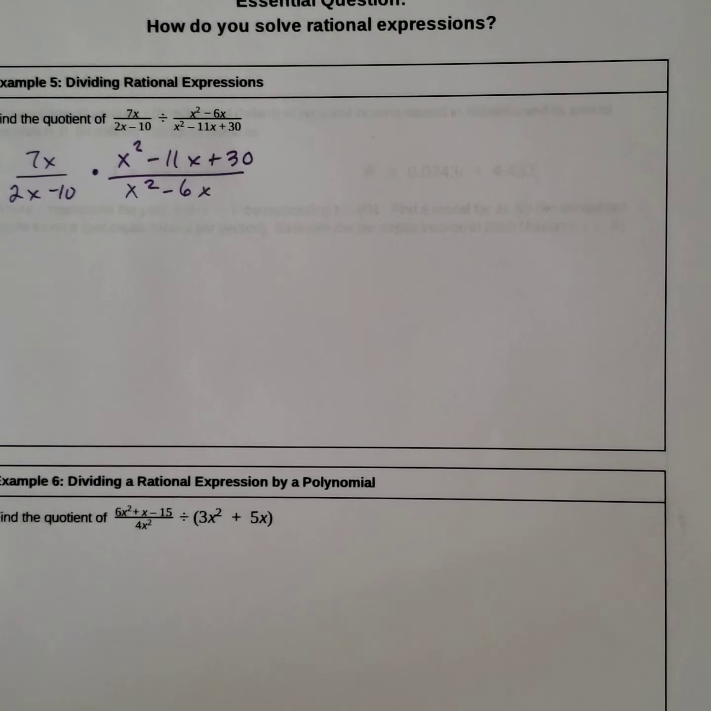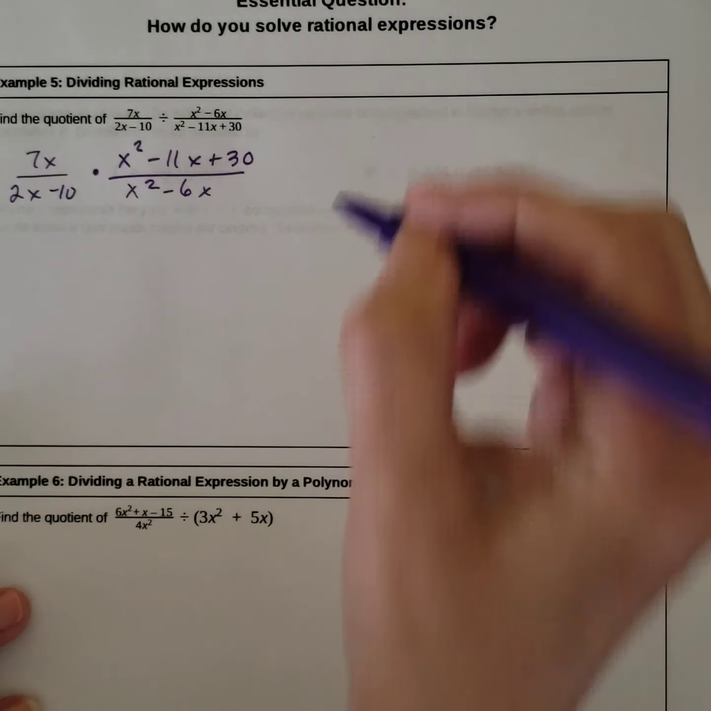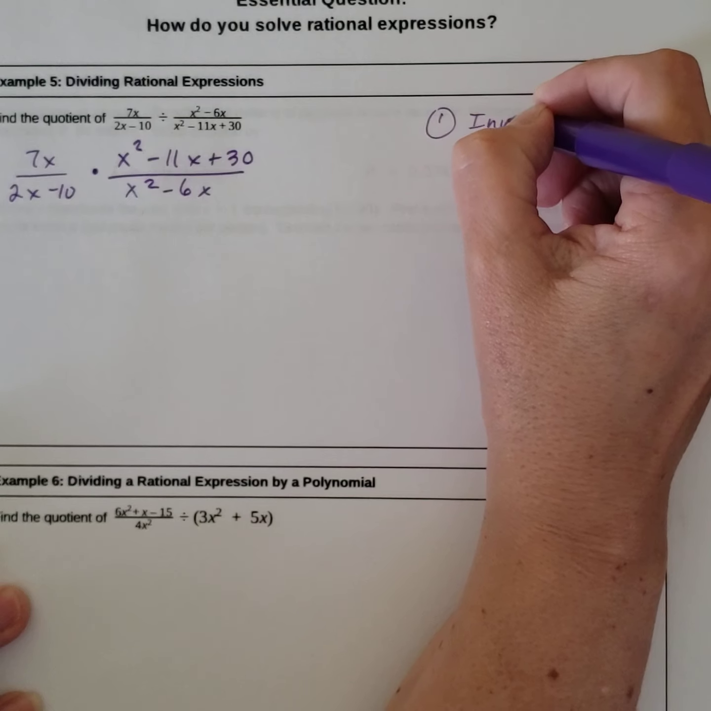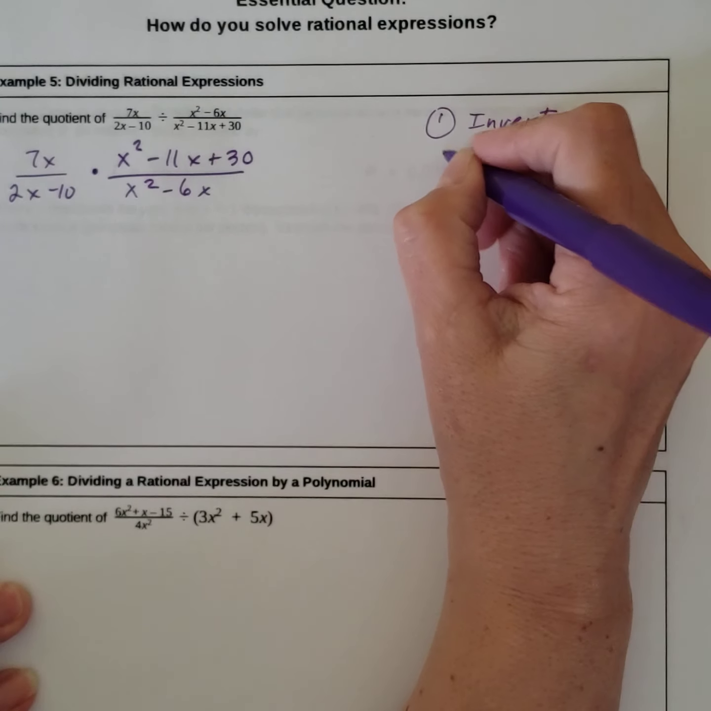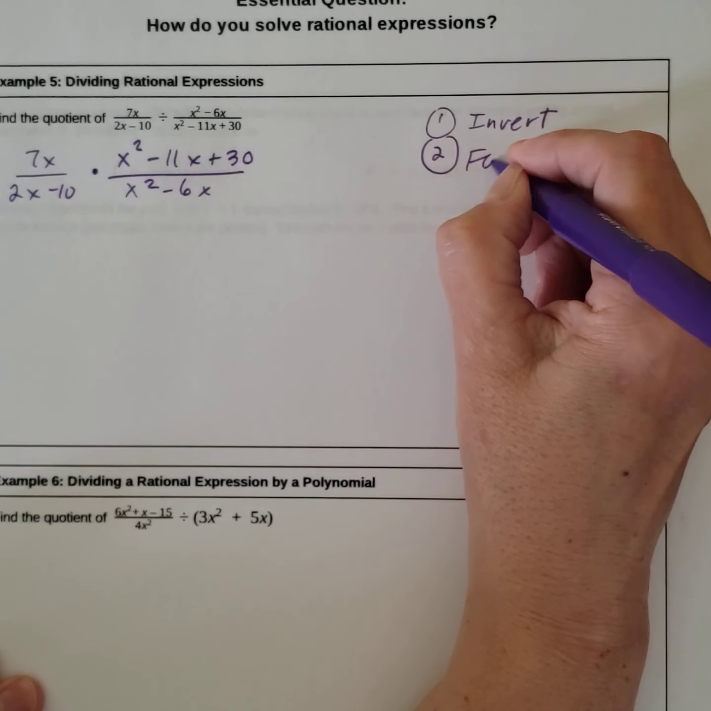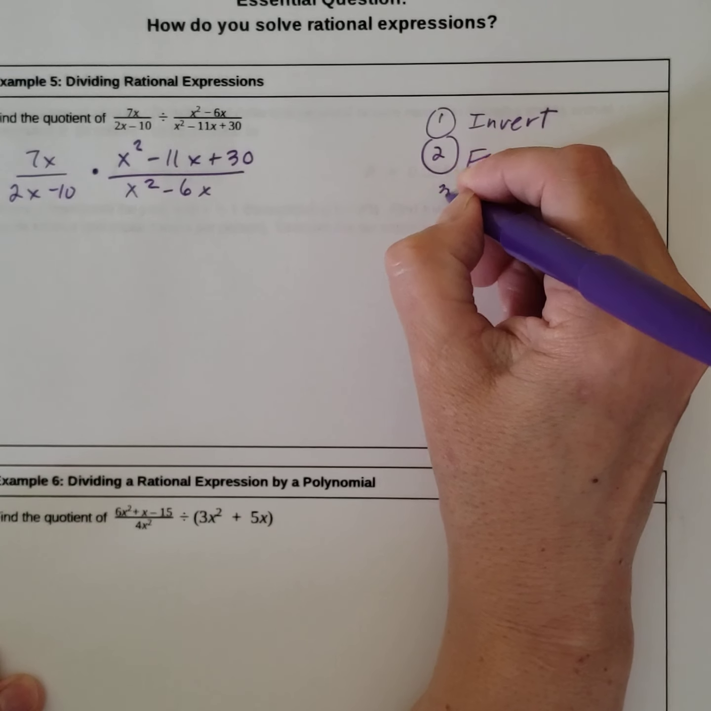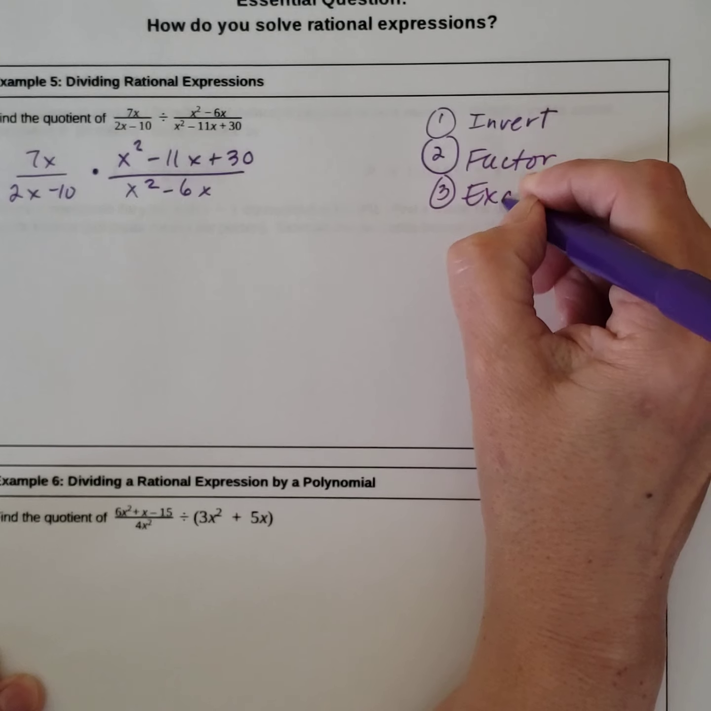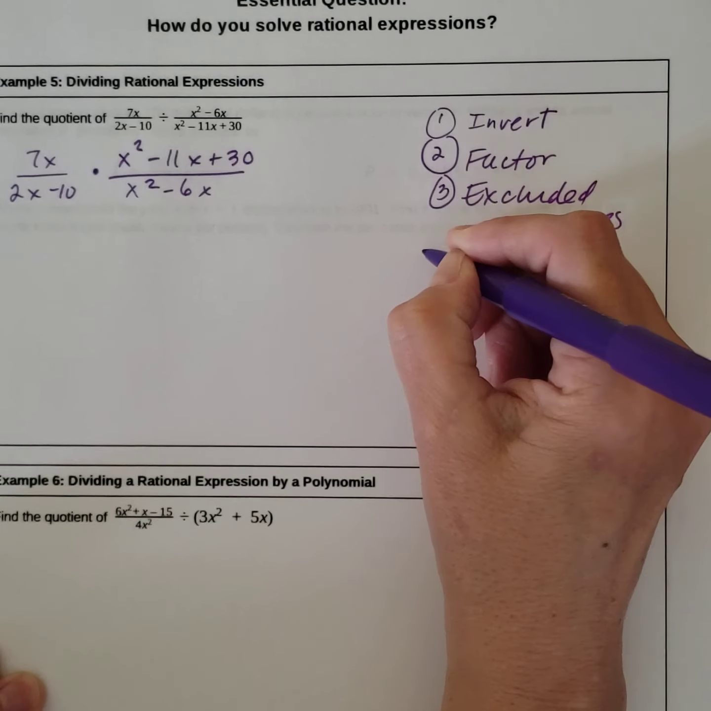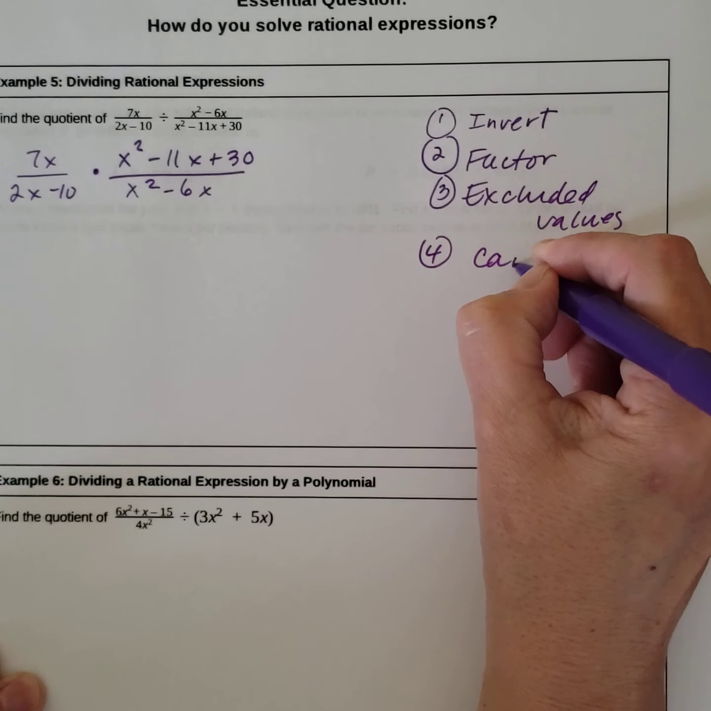Now this has turned into a problem that's similar to what we've been looking at. So the first thing is to invert. Second thing is to factor. Third thing is to look at excluded values like we did before. And then we're going to do some canceling.